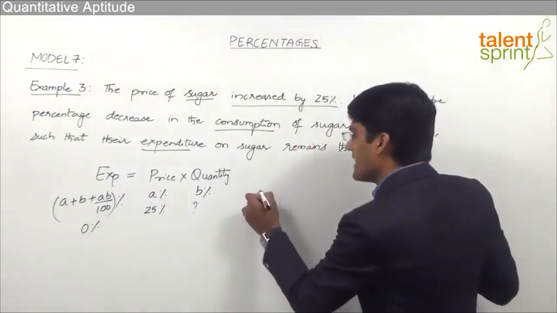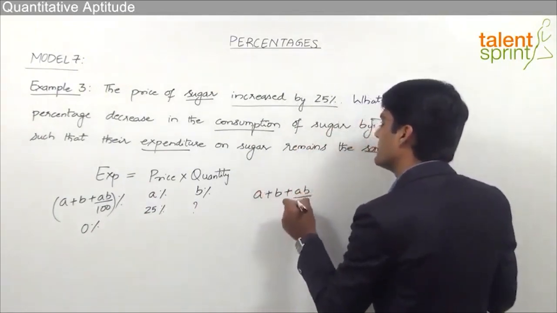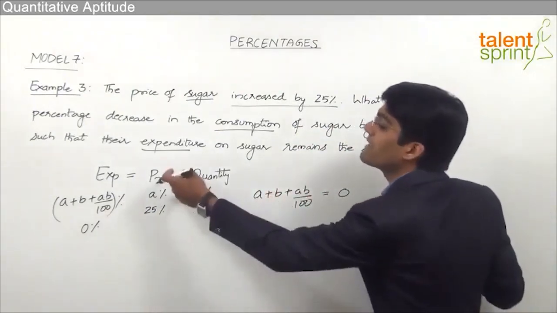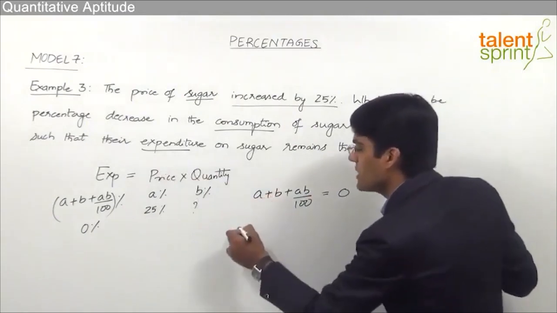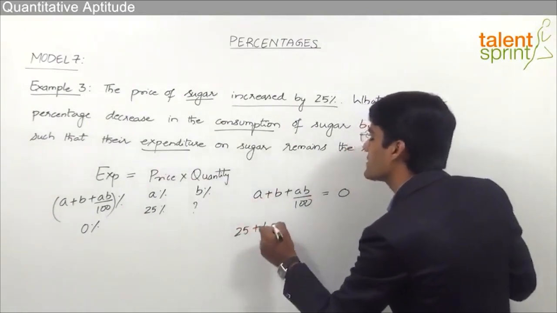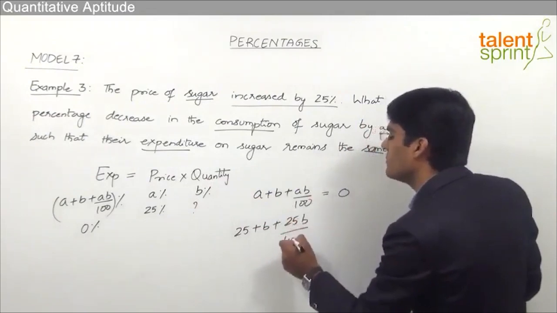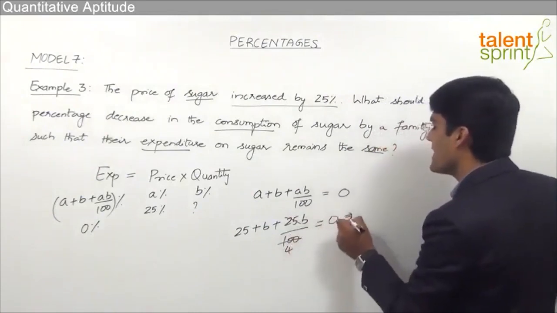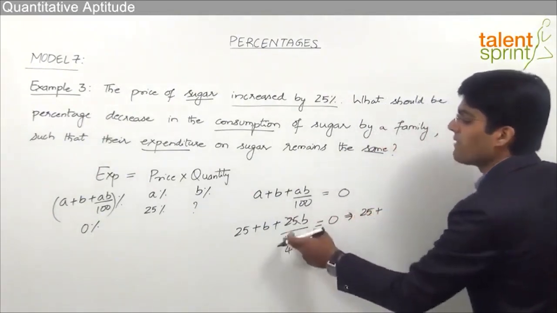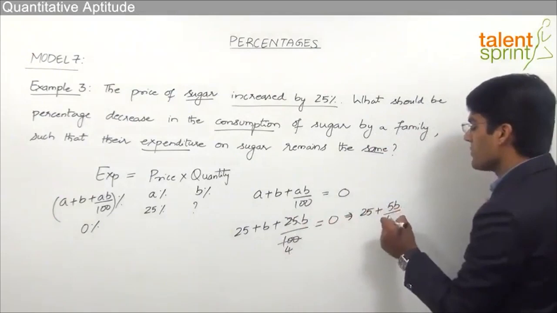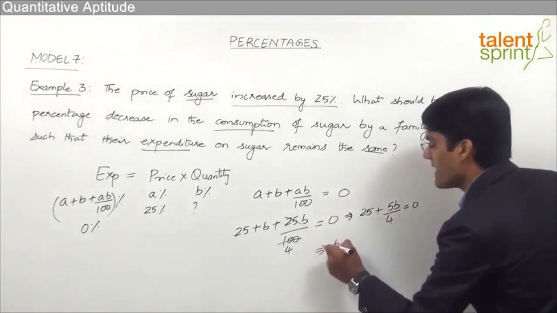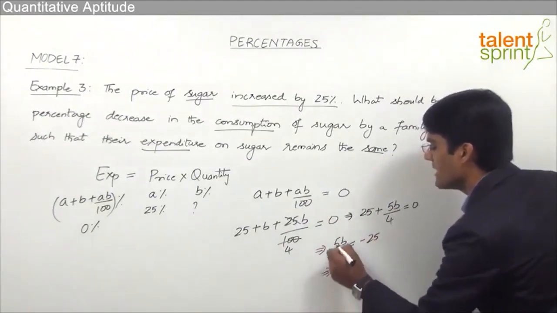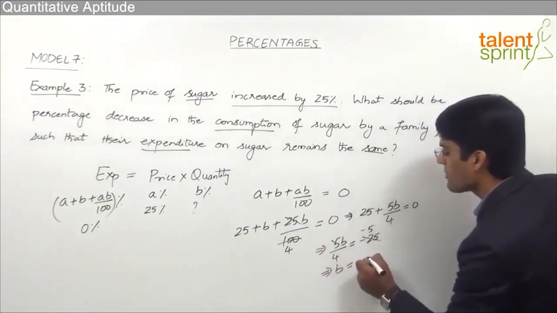So we can say that A plus B plus AB by 100, that is the change in expenditure, is 0 since the expenditure remains same. A is 25, that is the price has increased by 25%. So A should be taken as 25 and B has to be calculated. So this will be 25 plus B plus 25 into B by 100, which is equal to 0, and 25 goes 4 times. So we can say that 25 plus B plus B by 4, which is 5B by 4, equals 0. So from this, 5B by 4 equals minus 25, or B can be taken as minus 5 times 4, minus 20.